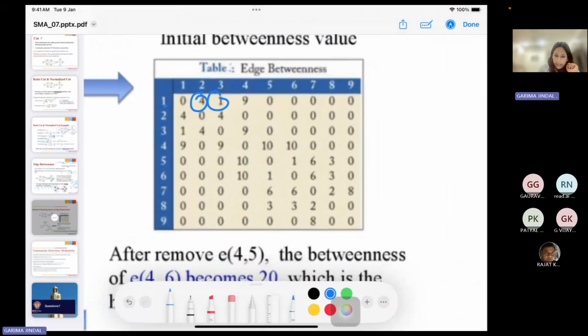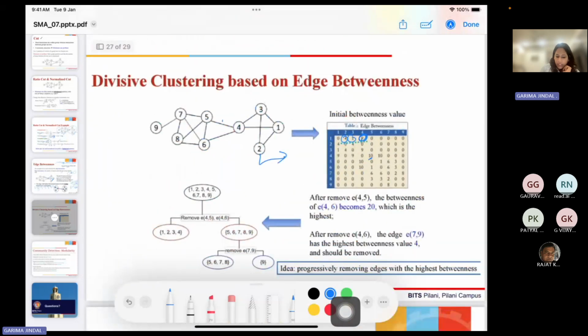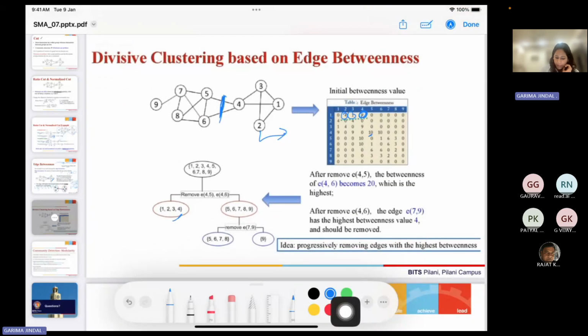Okay, so we have calculated these edge betweenness. From 1 to 4, the edge betweenness of edge 1 to 4 is 9, and so on. Now you will try to identify the maximum edge betweenness. The maximum edge betweenness is between edge 4 to 5 and 4 to 6. So these two edges currently have the maximum edge betweenness. What you will do is remove these two edges, and you have these two components.